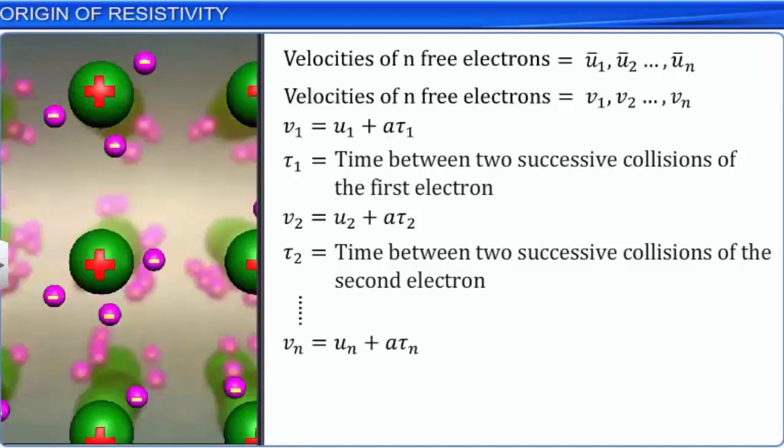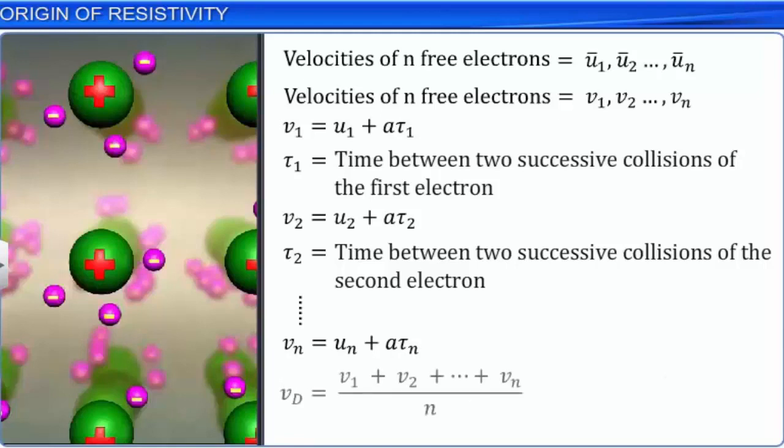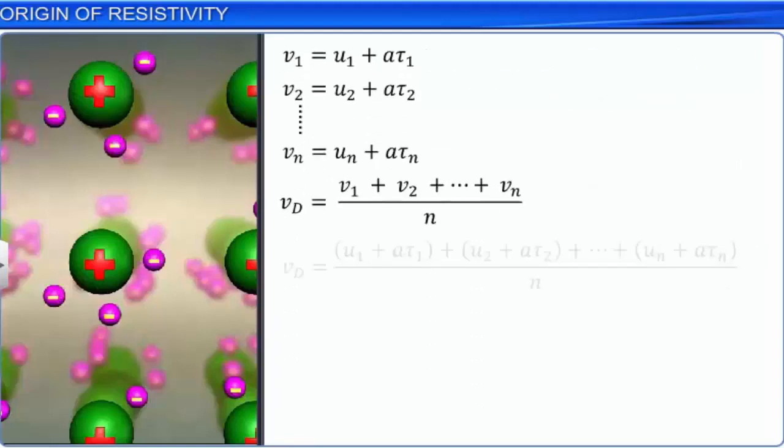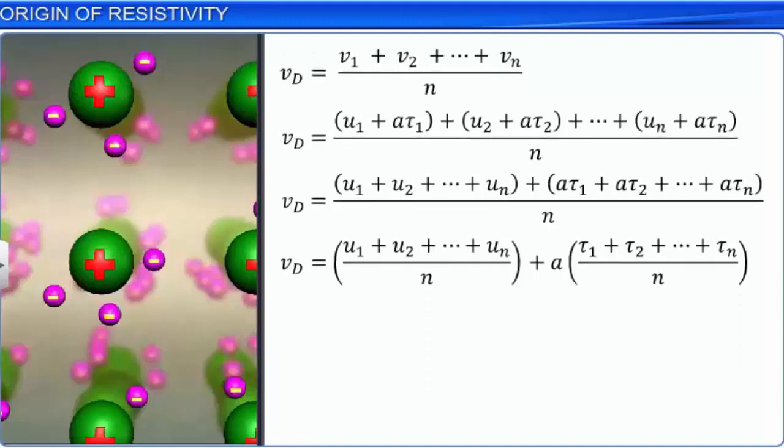The average velocity of all the free electrons is equal to the drift velocity vd. Hence, vd is equal to v1 plus v2 plus so on plus vn divided by n. Substituting the expressions for v1, v2, and so on till vn in the expression for vd and simplifying, we get vd is equal to u plus a into tau.